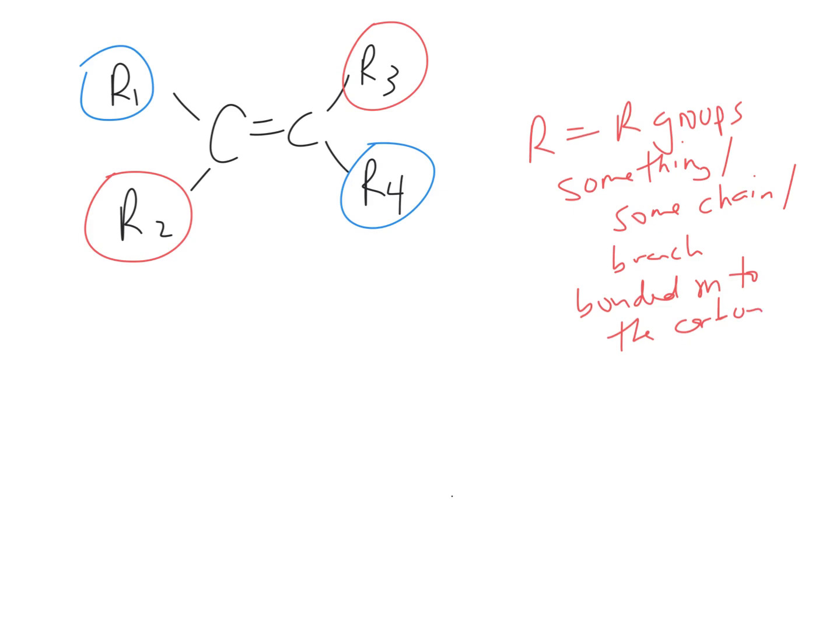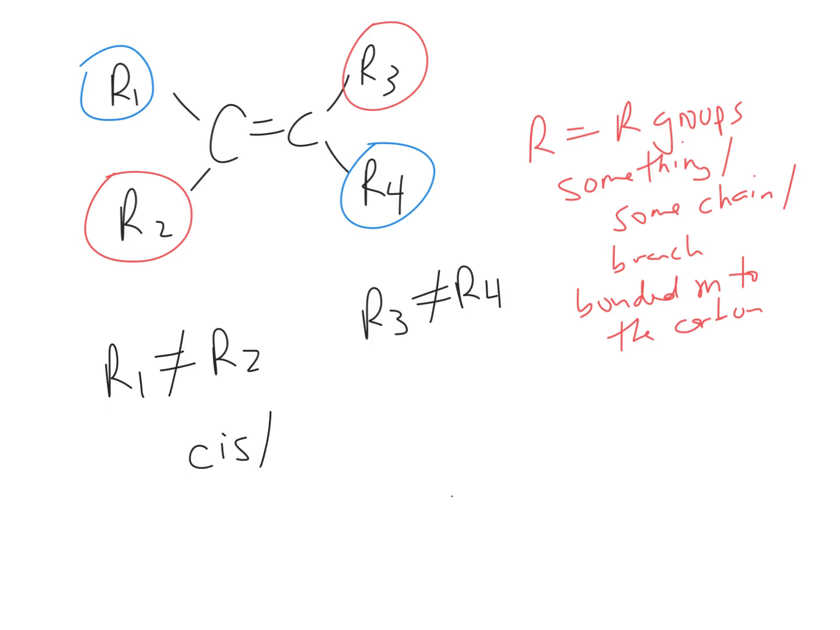So if we look at these R groups and we see that R1 is not the same as R2, in other words, you have two different things on that side. And over here, R3 is not the same as R4. Then this is the condition where cis-trans isomerism will exist. Cis-trans isomerism exists.